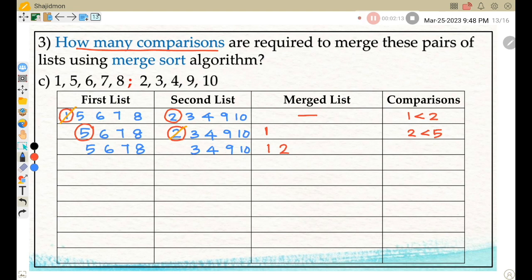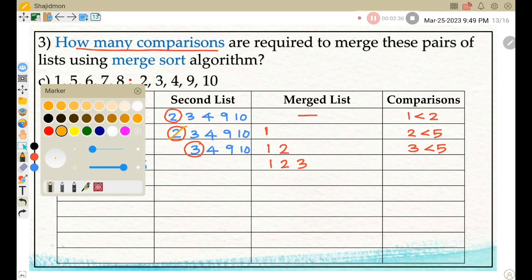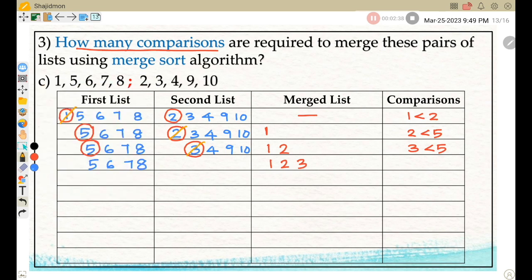Now again we are comparing the first two numbers, first here 5 and first here 3. So 3 less than 5 is the comparison. So number 3 will come to the merged list: 1, 2 and 3, correct. Now again we can write the remaining here: 5, 6, 7, 8. From here 3 we are done already. So the remaining are 4, 9 and 10. Hope you understood. Now continue this process.